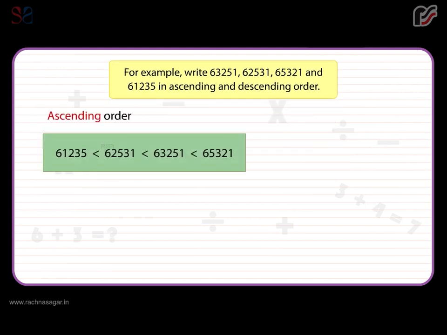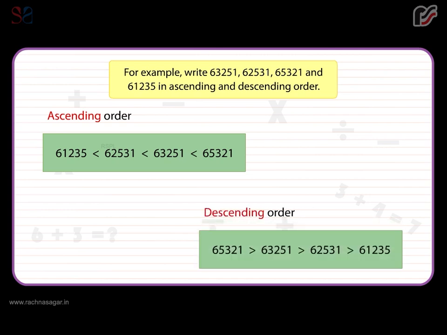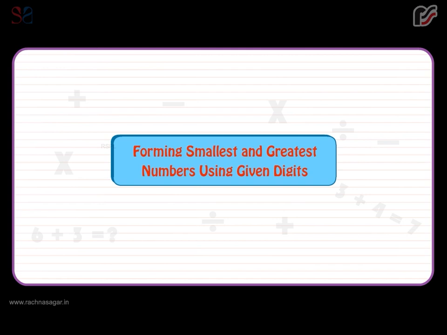Ascending order is 61,235, 62,531, 63,251, 65,321. And descending order is 65,321, 63,251, 62,531, 61,235.